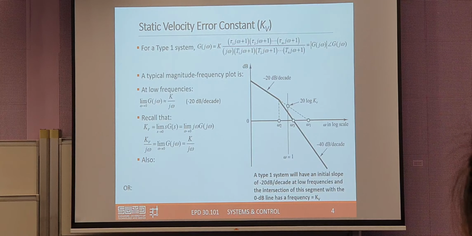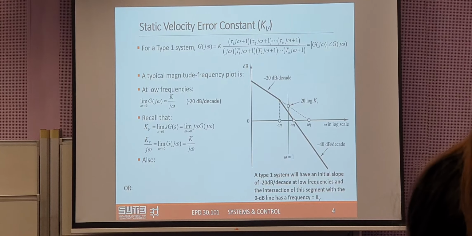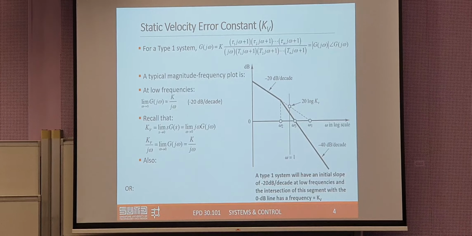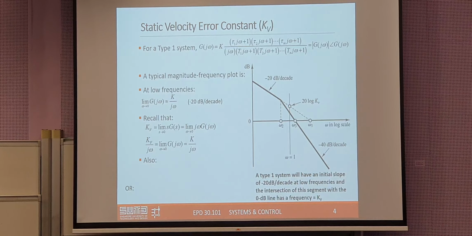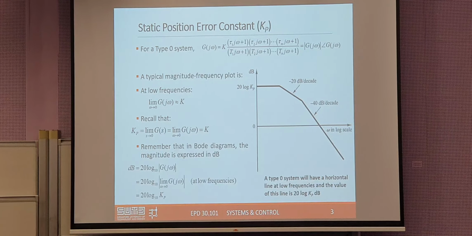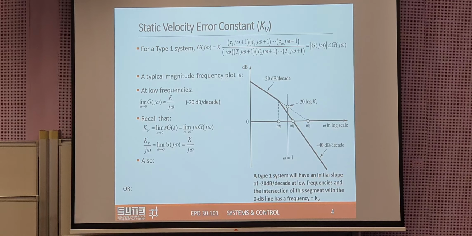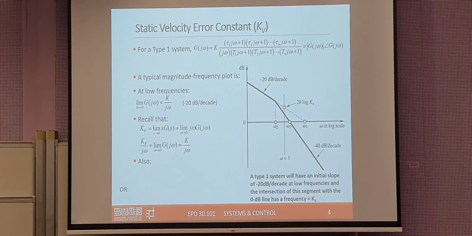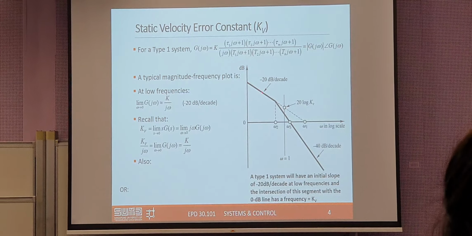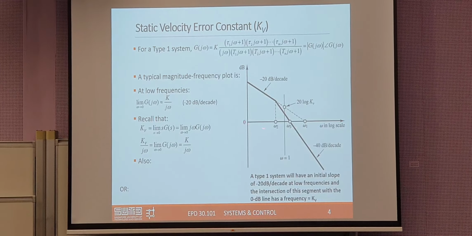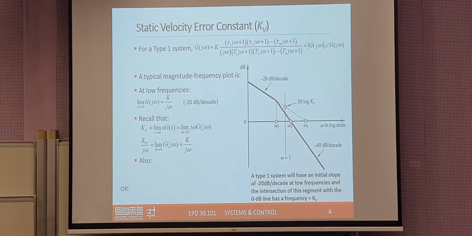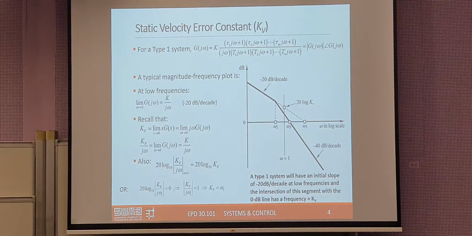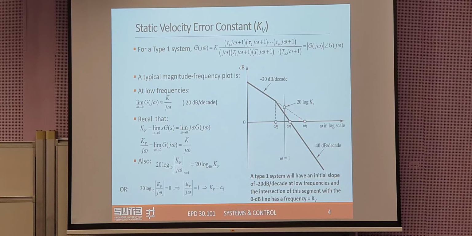So the key point right now is once you know that it's type 1, you can also recover KV, not KP. KV stands for the static velocity error constant. Just now what we did was to find the intersection with the horizontal line. Now there is no horizontal line. Okay? So to recover this, there are two ways. You can decide which way. One is you draw this line all the way down and intersect with the 0 dB line. That frequency omega 1 will be equal to KV. Okay? This is KV. That's one way.